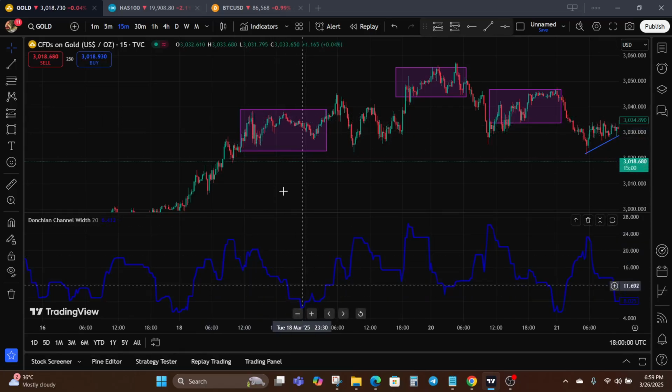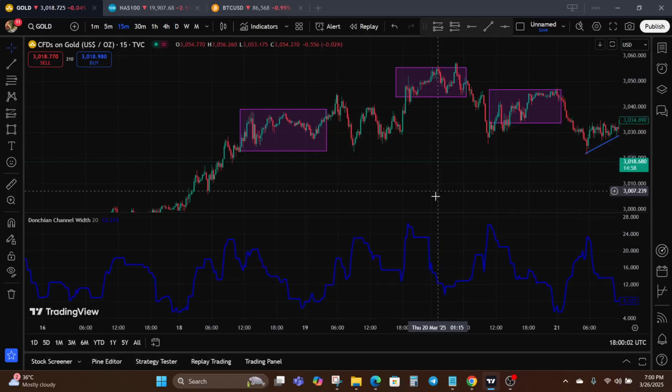When it falls, it shows that price action is becoming tighter, forming a consolidation or a ranging pattern, often forming a compression phase before a significant breakout. Traders can look for confirmation signals such as increasing volume or momentum indicators before entering a trade. So you can use this indicator to identify low volatility zones.